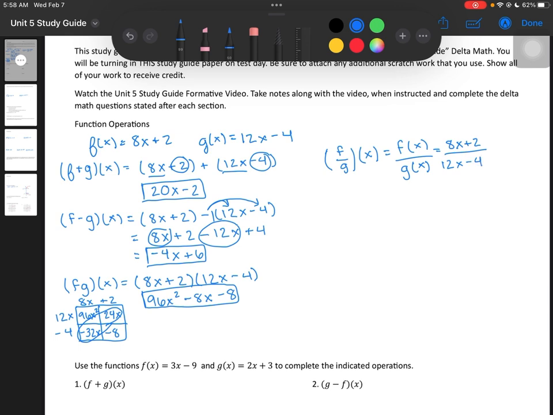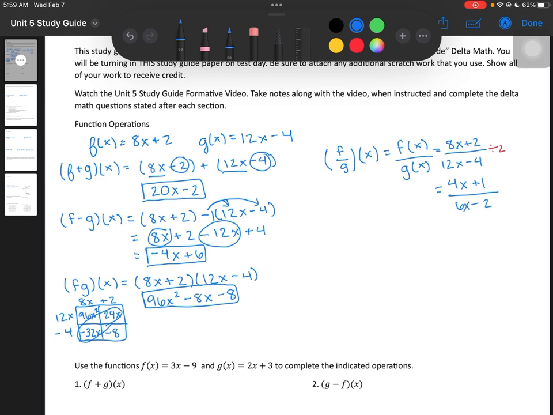We're not always going to be able to simplify a fraction like this, but we want to check and see if we can. So if I look at the numbers 2, 8, 12, and 4, they can actually all be divided by 2. So I'm going to divide each of those numbers by 2 to get my most simple form. So 8 divided by 2 is 4, 2 divided by 2 is 1, 12 divided by 2 is 6, negative 4 divided by 2 is negative 2.